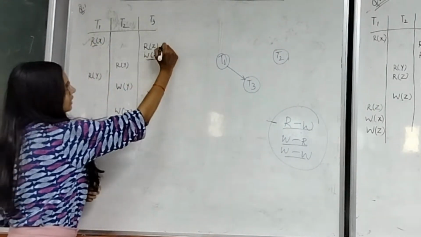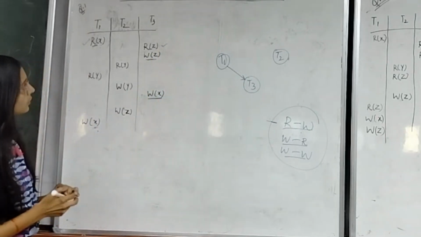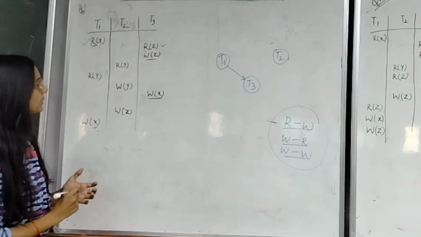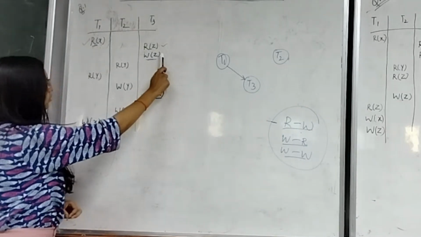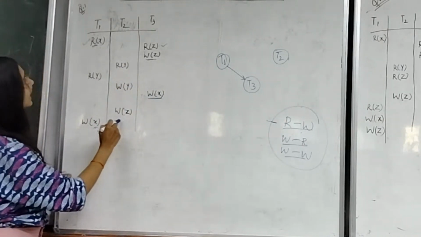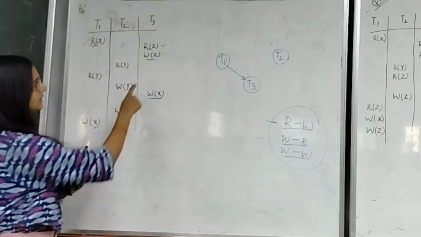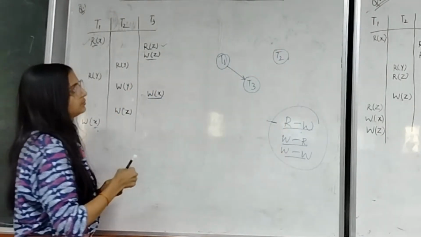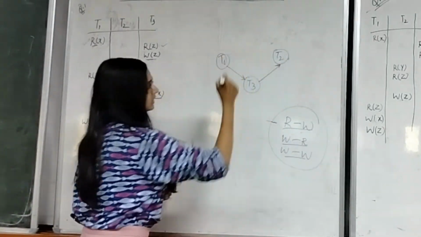Let's check for the read operation on z. For the conflict, there should be a write operation on z. This will not cause any conflict as it is in its own transaction only. And then we'll look for the next write on z. Here it is, in transaction T2. Thus, there will be a directed edge from transaction T3 to transaction T2.